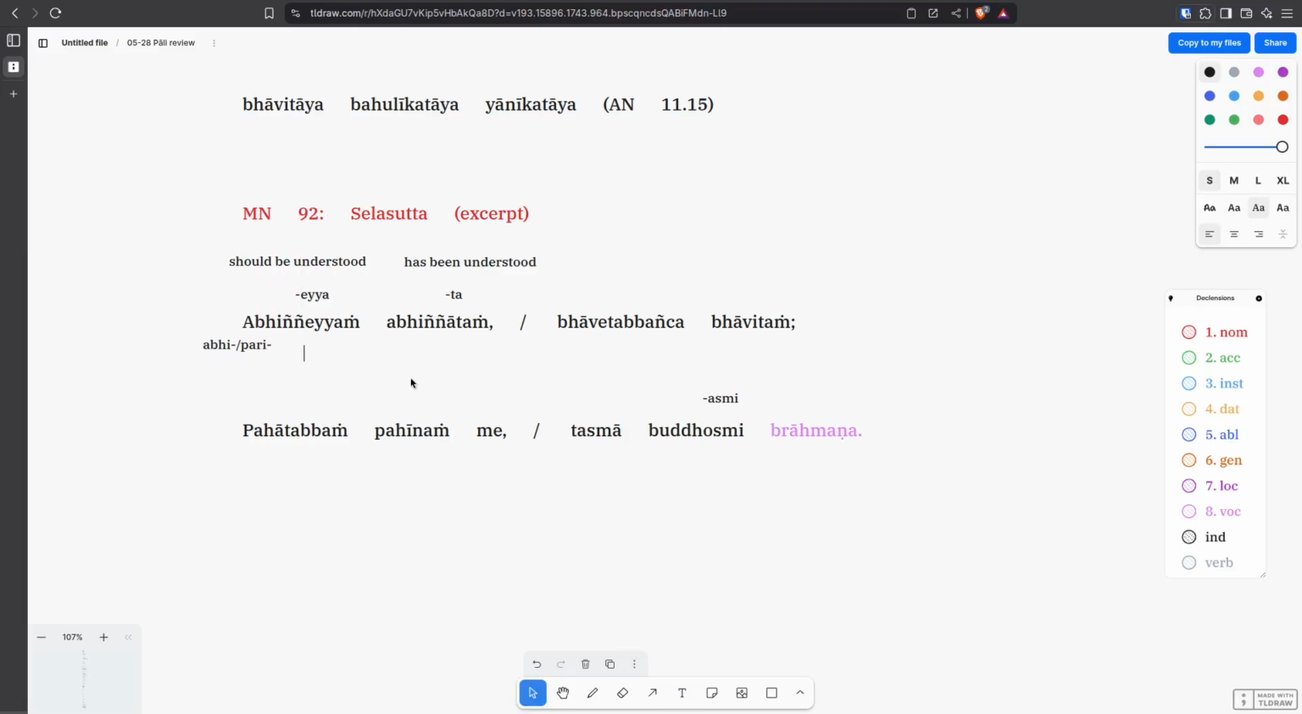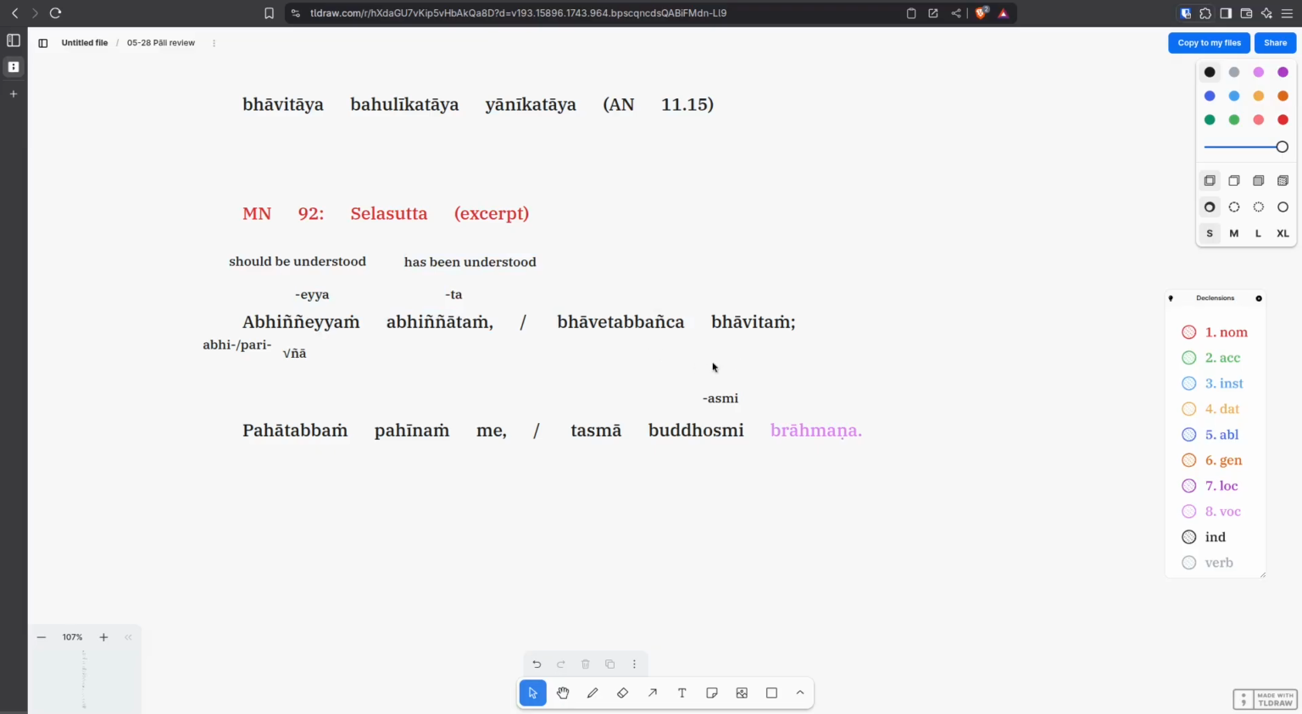Yeah, so it's useful to recognize the root in the middle of this. The root here is ñā, right? This is all built up on the root meaning knowing, ñā, to know something. So completely know, abhi, pari: should be known, abhiññeyyaṃ, has been known, abhiññātaṃ.